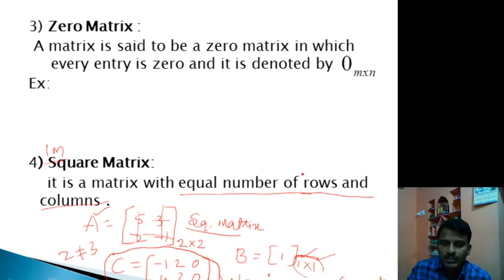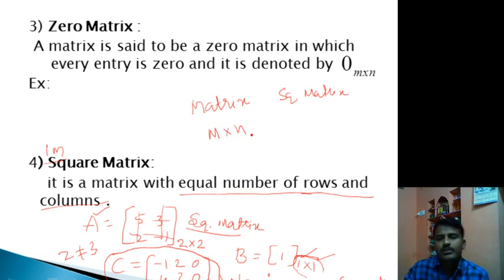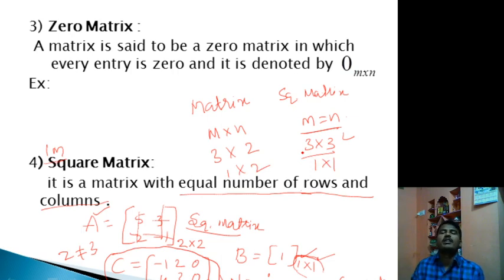Remember one thing, what is the difference between matrix and square matrix? This is the most important statement throughout your syllabus. Matrix means irrespective of the number of rows and columns. In a square matrix, rows and columns are always equal. For example, 3 cross 2 is a matrix, but 3 cross 3 is a square matrix. 1 cross 2 is a matrix, but 1 cross 1 is a square matrix. Got it?